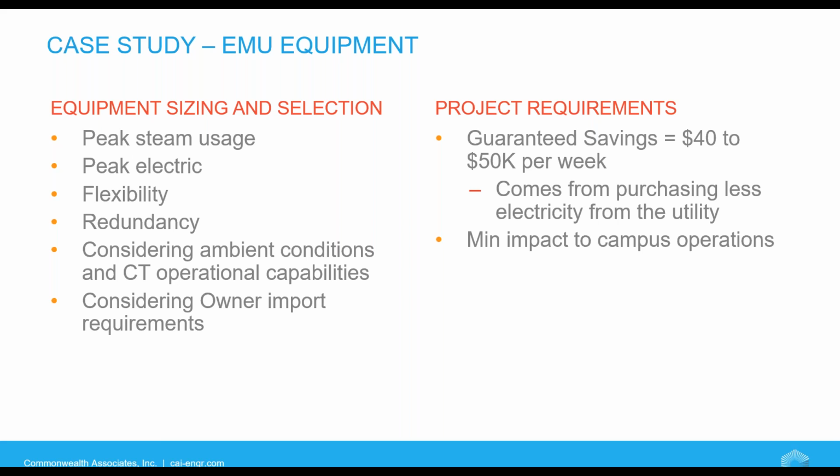Conversations were also had with university staff to determine how they wanted to operate the facility. And in this case, as mentioned before, they were looking for the capability to island from the power grid in case of an outage. When in the planning stages, Commonwealth also looked at the level of redundancy, just as Mike had mentioned, needed for all aspects of the project.